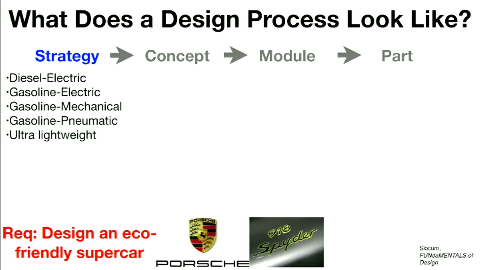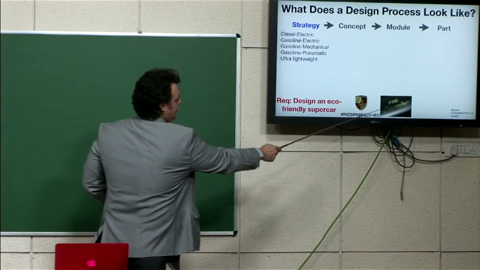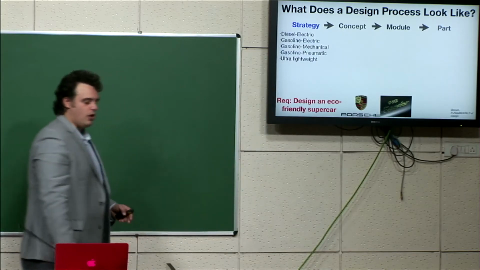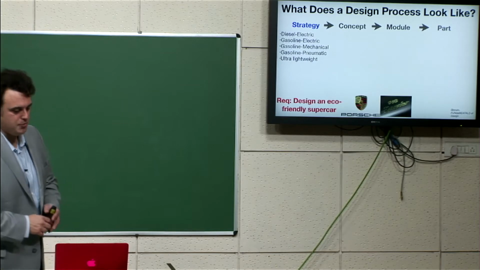Now, to give you an example of this, let's look at what if you wanted to design an eco-friendly supercar, right? And this happened with a number of companies a few years ago. Porsche, Ferrari, McLaren all did this. And so Porsche ended up with the 918 Spider, but let's imagine we're Porsche, and we want to do an electric supercar, an eco-friendly supercar.